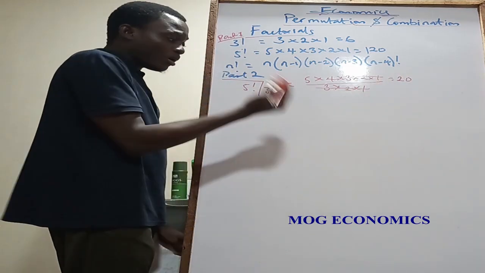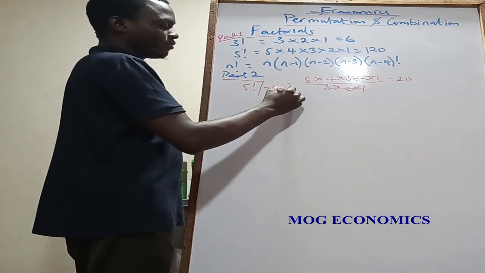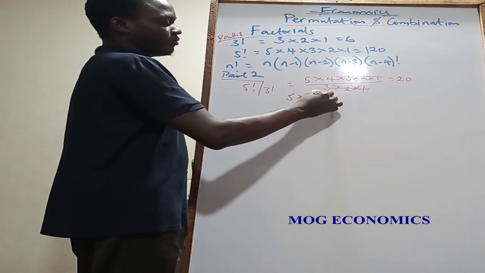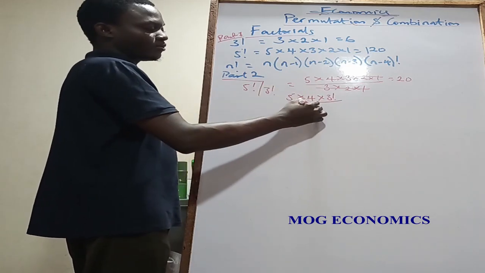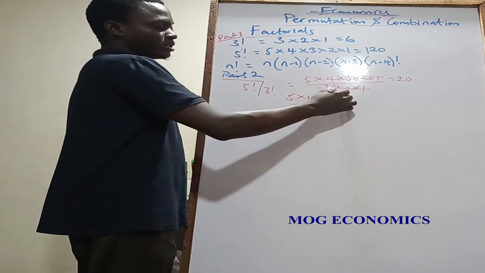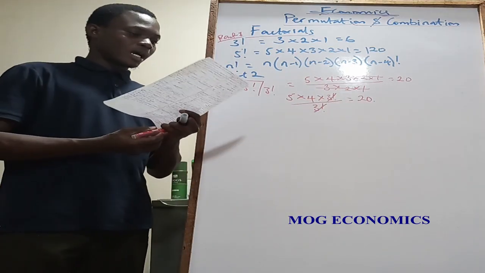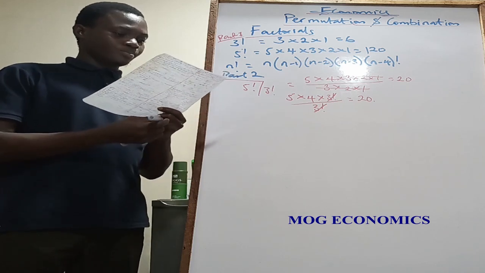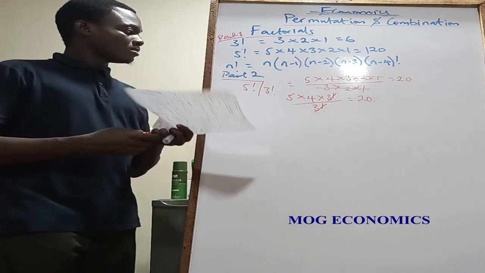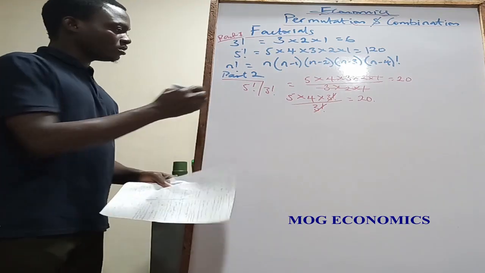That's the answer. However, you could also have done it like this: 5 times 4 times 3 factorial, and what you have underneath is 3 factorial. This cancels this, it saves you space and time, and this equals 20. So it's as simple as that.